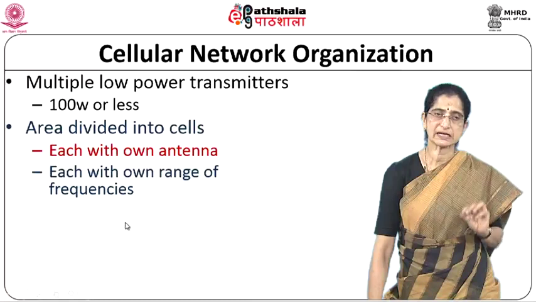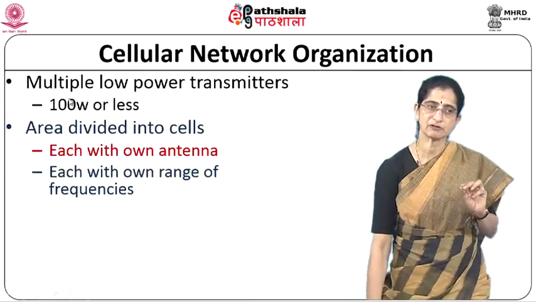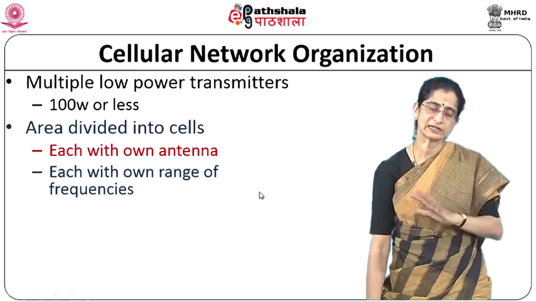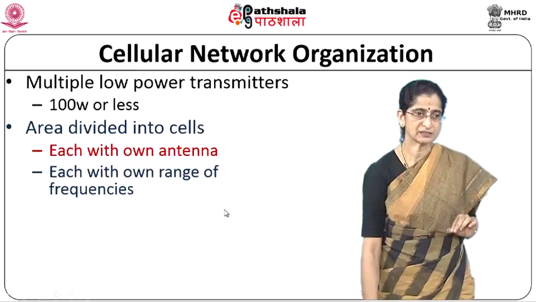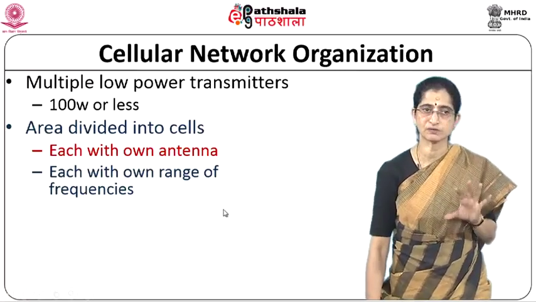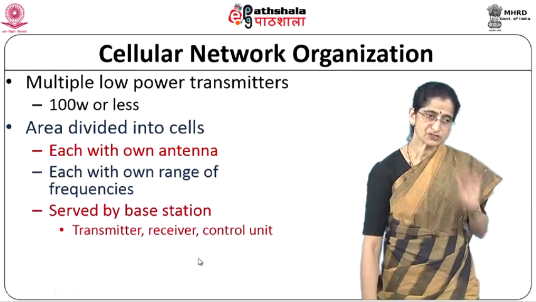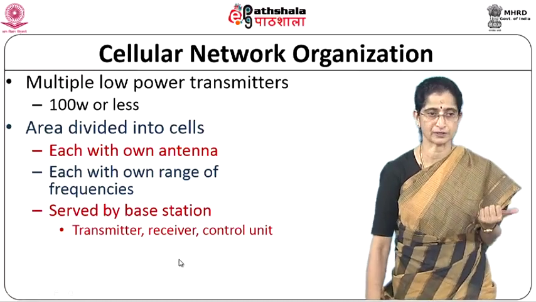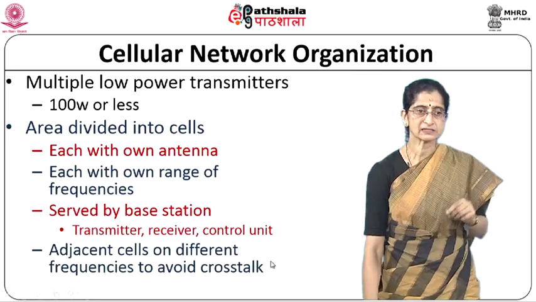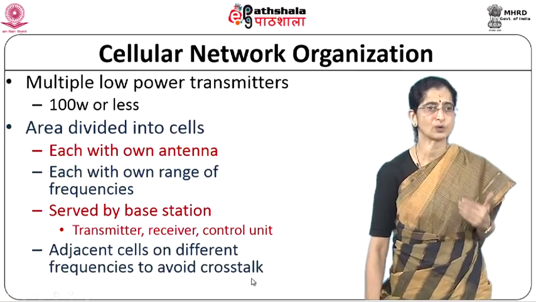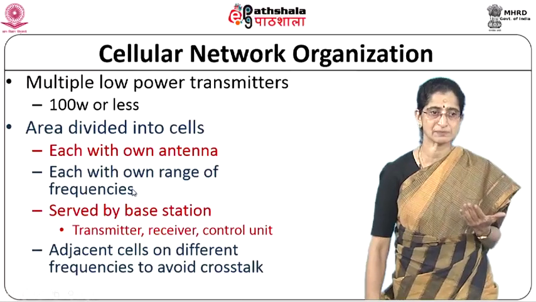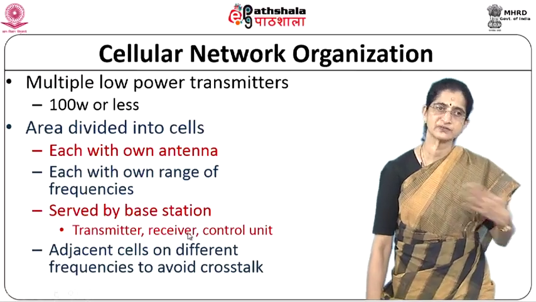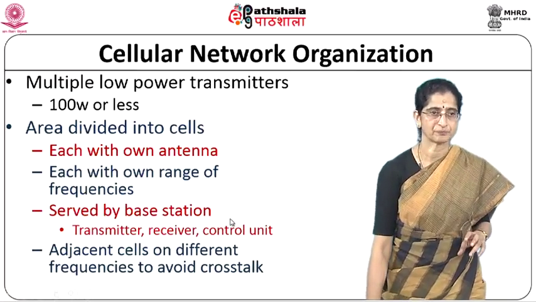Okay. So, the basic idea that we have in a cellular network is that we have multiple low power transmitters, typically 100 watts or less. The entire area is divided into what are called cells. Each has its own antenna and each has its own range of frequencies on which it will operate. And each area is served by a base station, which has a transmitter, a receiver and a control unit. Adjacent cells work on different frequencies in order to avoid crosstalk. Obviously two adjacent cells cannot use the same set of frequencies because that would end up in some kind of interference. So, adjacent cells use different frequencies. This is the basic idea that is used.